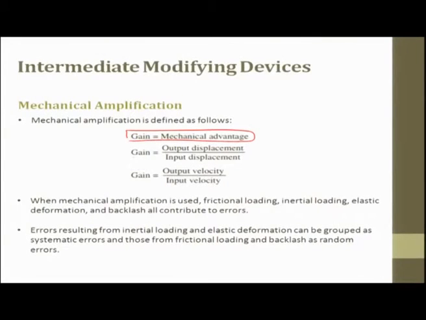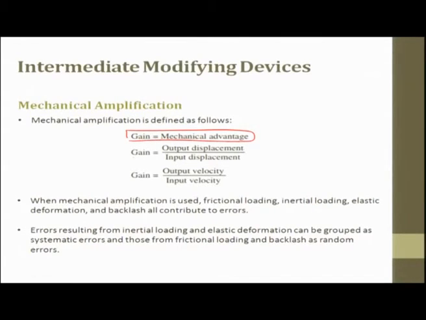So, displacement, the first derivative of it is velocity. You can have the next derivative also as acceleration. So, x, dx by dt, then next will be d square x by dt square. So, output displacement by input displacement, output velocity by input velocity.